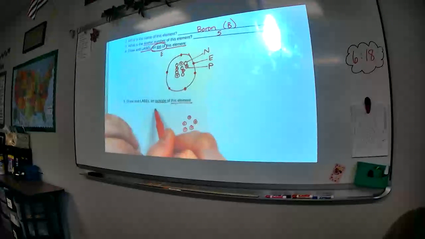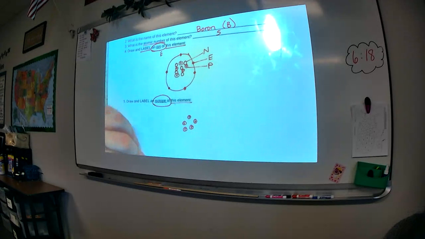Now, because this is an isotope, what should be different? Raise your hand. Because it's an isotope, what should be different? Luke? The neutrons. Okay, Luke, how many neutrons should I have?